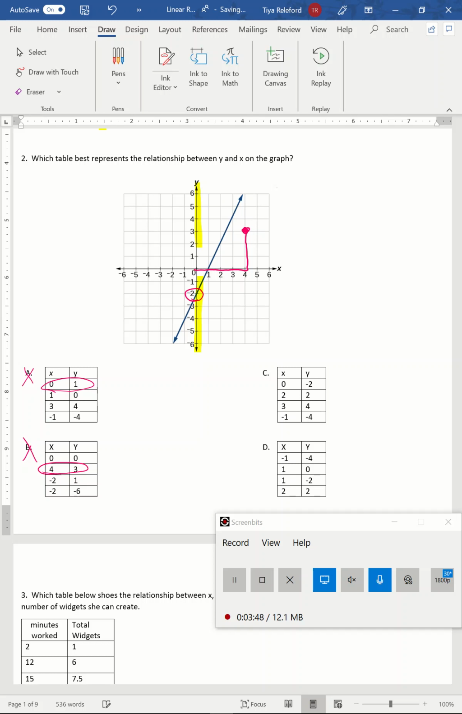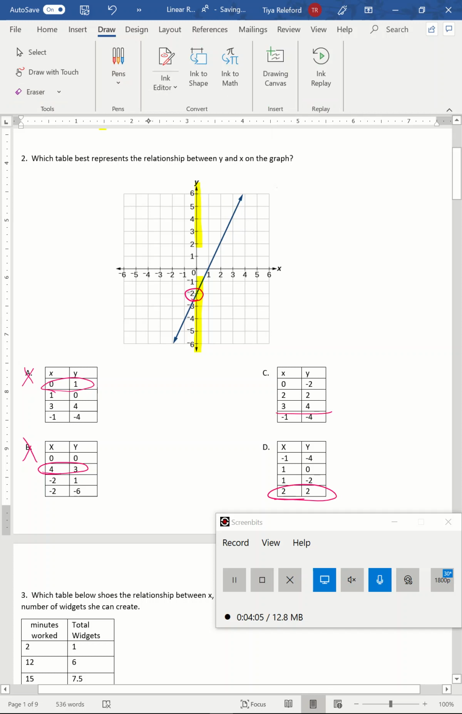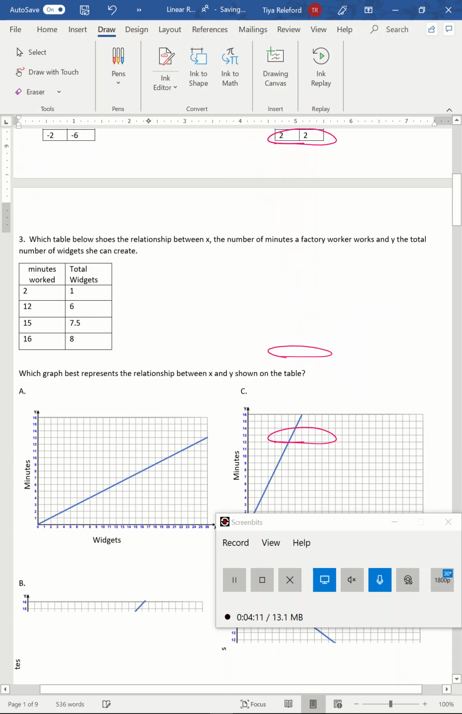Come on. Erase. I'm going to let you work on C and D. I would do 2 and 2, and 3 and 4. But I just like positive numbers, so you can make your own decision.